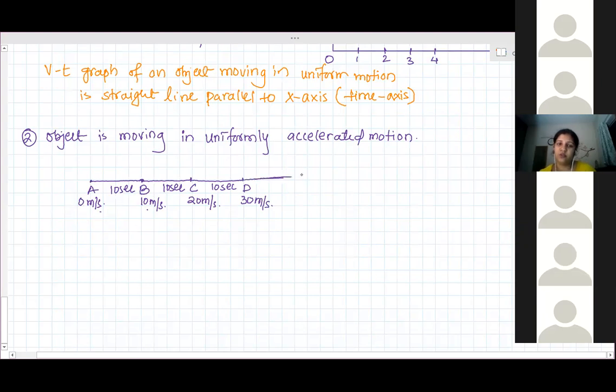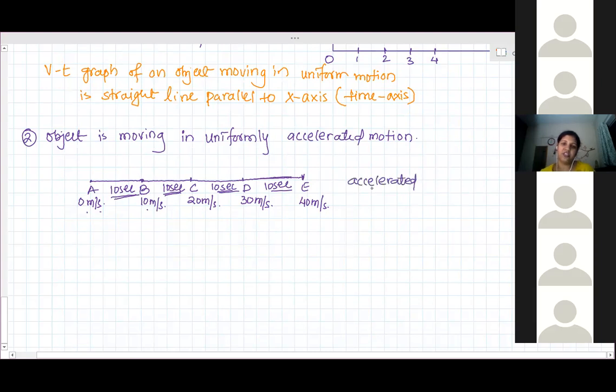So D to E, again it moves in the next 10 seconds. Its speed changes to 40 meter per second. So speed is increasing, which means this is accelerated motion. In every equal interval of time, the speed is increasing. It was initially 0, then in 10 seconds it has increased to 10 meter per second, in the next 10 seconds to 20, then to 30, then to 40 meter per second. So in this case, speed is increasing, so this is accelerated motion.